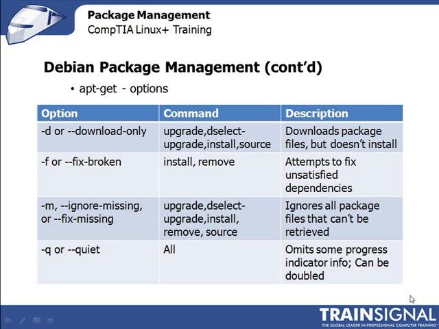-f or --fix-broken attempts to fix unsatisfied dependencies, and it can be used with install or remove. -m, --ignore-missing, or --fix-missing ignores all package files that can't be retrieved, and this can be used with upgrade, deselect-upgrade, install, remove, and source. -q or --quiet omits the display of the progress indicator information, and this can also be doubled with -qq.